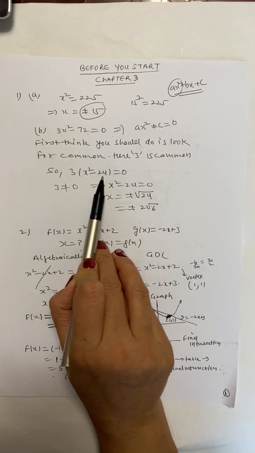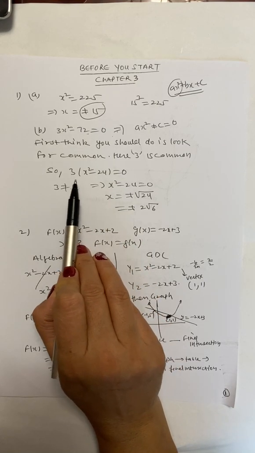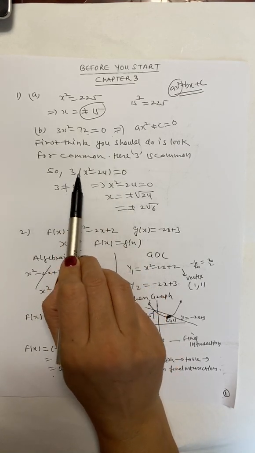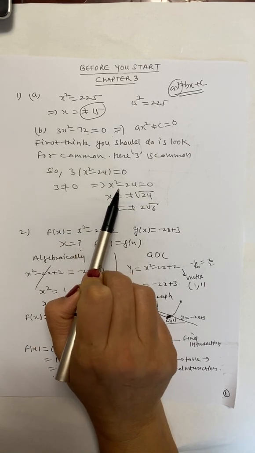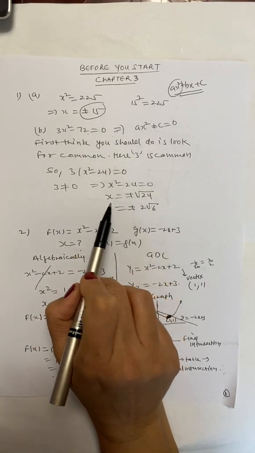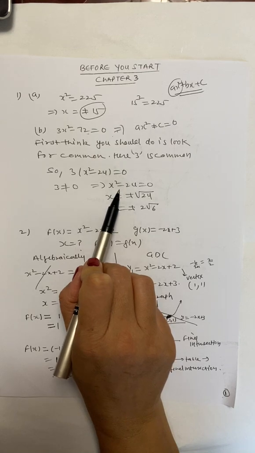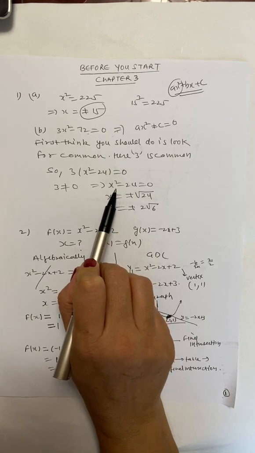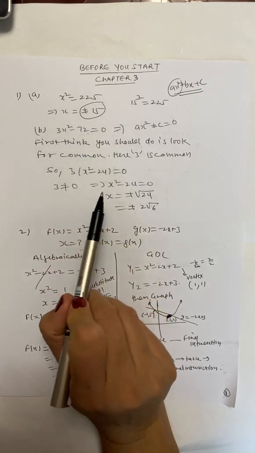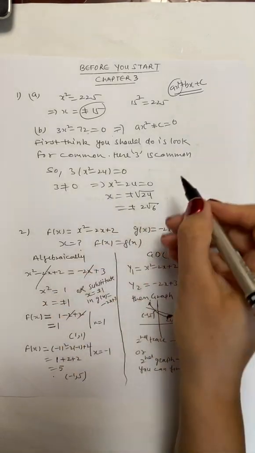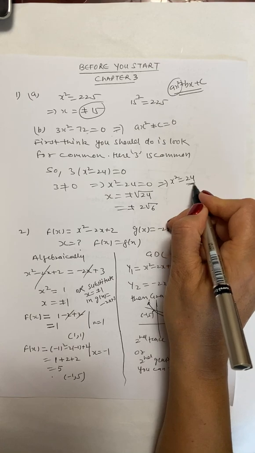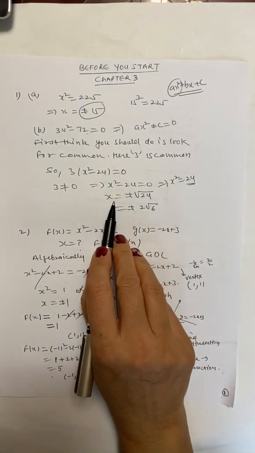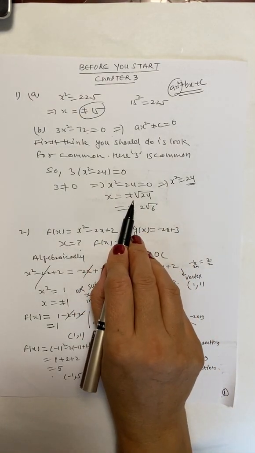So you will get 3 times x squared minus 24 is 0. The product of two numbers is 0 when one of them has to be 0. And this 3 is not equal to 0, which means x squared minus 24 has to be 0. And then again, this question becomes the same as question number 1. So x squared is equal to 24, but 24 is not a perfect square number. So x is equal to plus minus square root of 24.